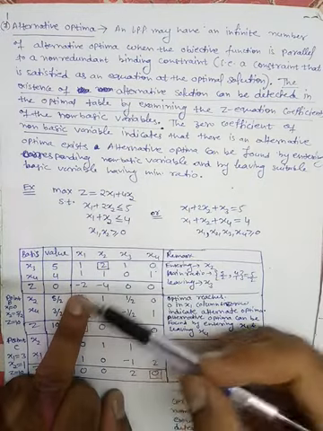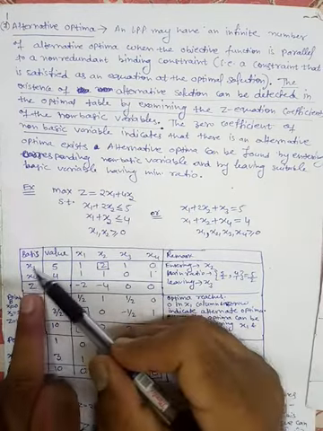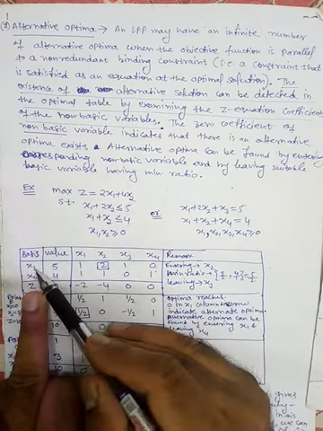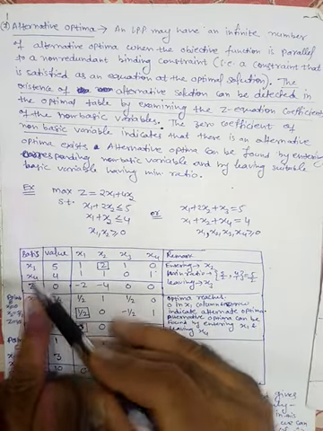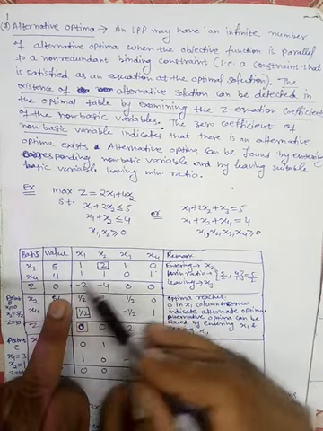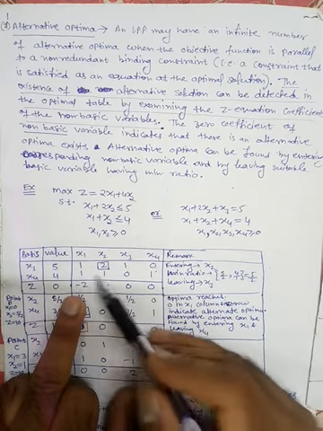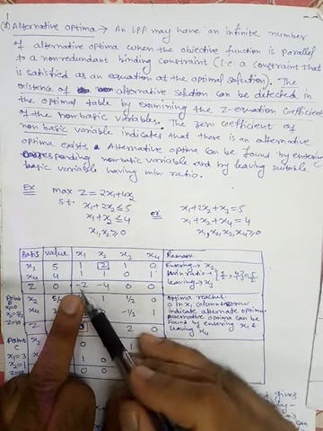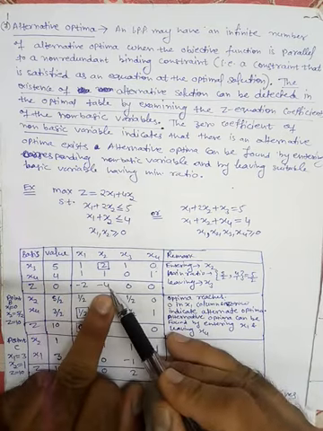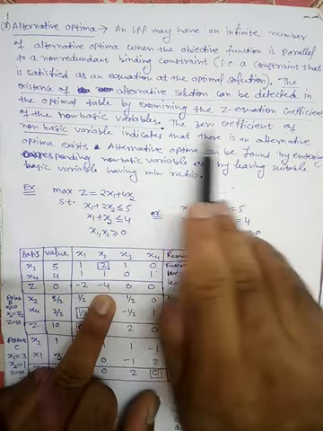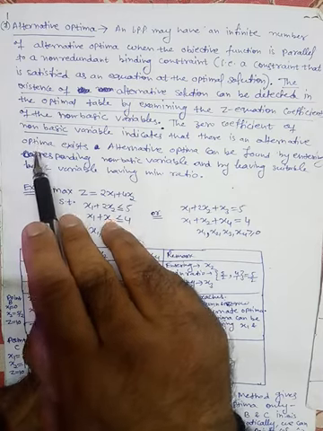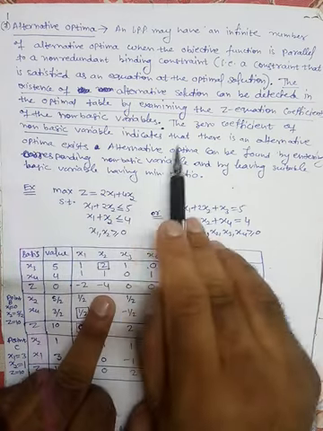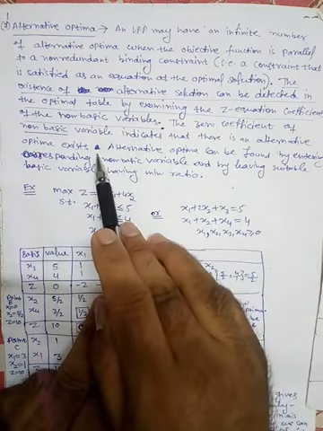Non-basic means those that are not listed here. For example, in the first iteration there is no x1 and x2 here, so x1 and x2 are non-basic variables. So identify the entries for the non-basic variables, that means corresponding to x1, corresponding to x2. This is the meaning. Okay, so a zero coefficient of a non-basic variable indicates that an alternate optima exists.